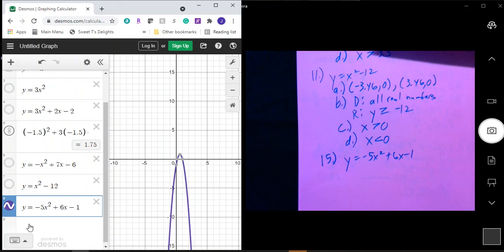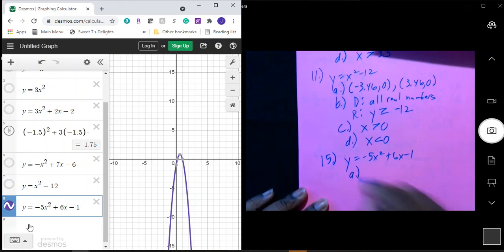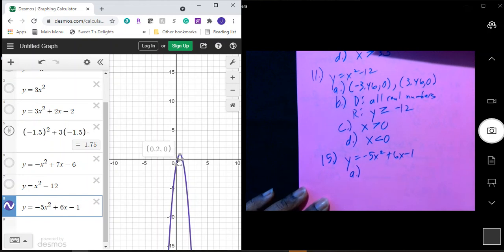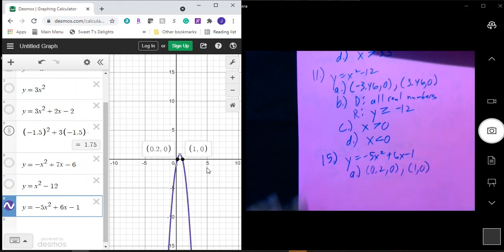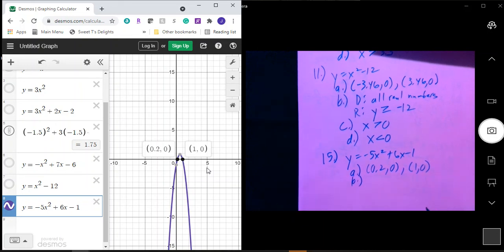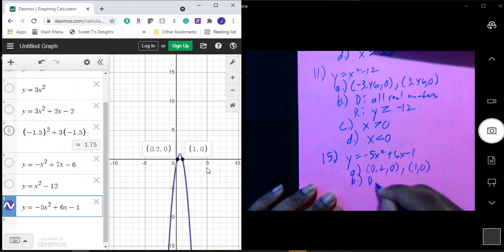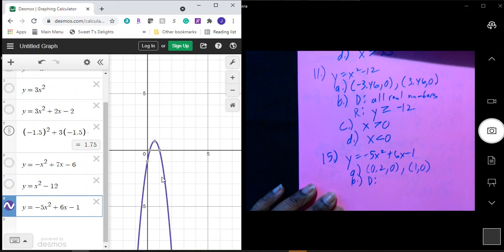All right, now we look here at this graph. So we look at A. We want our x-intercepts, which are here. You have 0.2, comma 0, and you also have 1, 0. That is our x-intercepts. Now we go here to B. We want the domain and also the range. If you notice here, for the domain, there's no restrictions on x, so it's all real numbers.